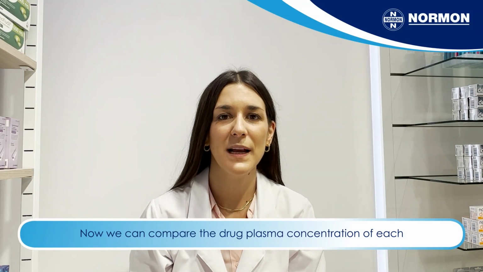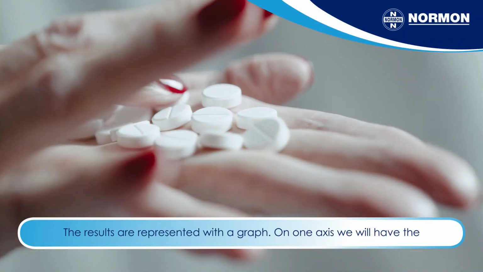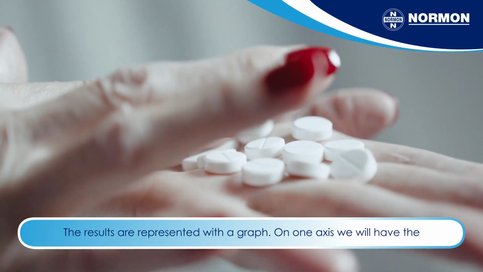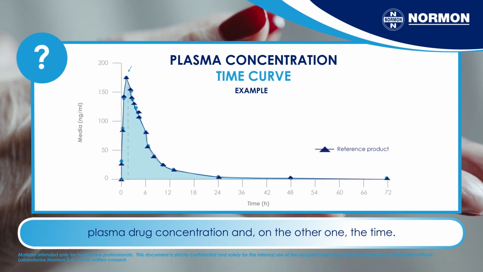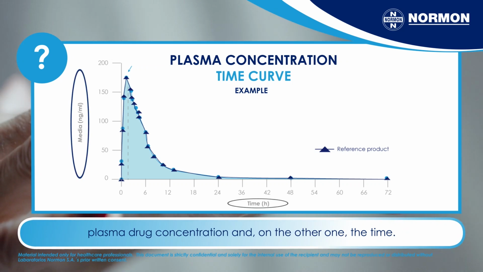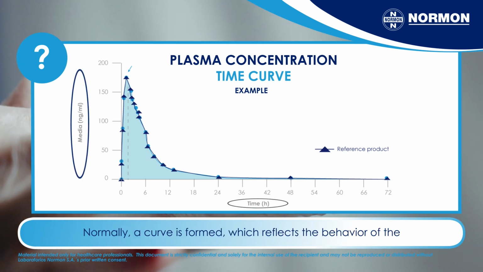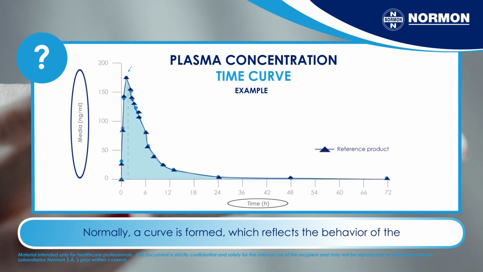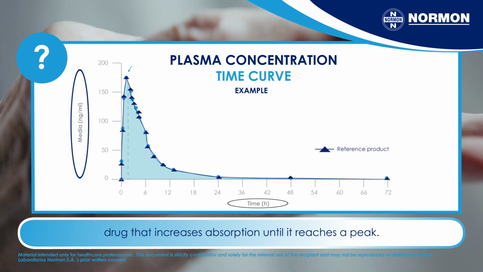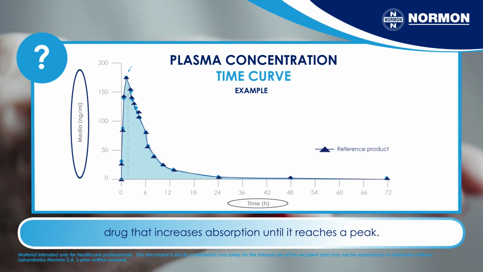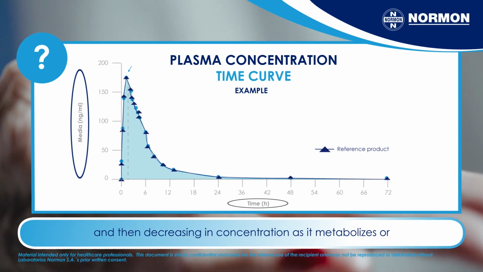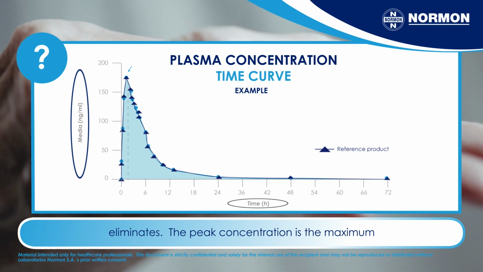Now, we can compare the drug plasma concentration of each medication in the volunteers. The results are represented with a graph. On one axis, we will have the plasma drug concentration and on the other one, the time. Normally, a curve is formed, which reflects the behavior of a drug that increases absorption until it reaches a peak, and then decreasing concentration as it is metabolized or eliminated.